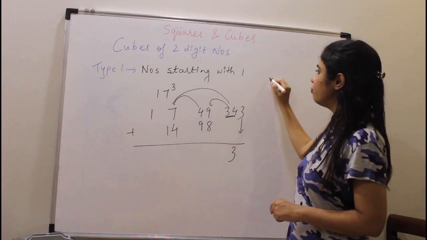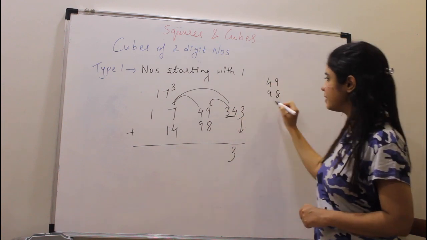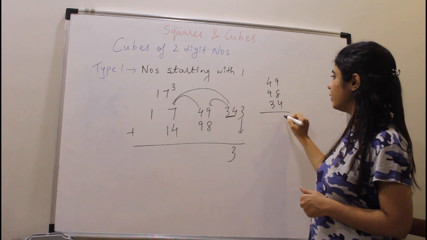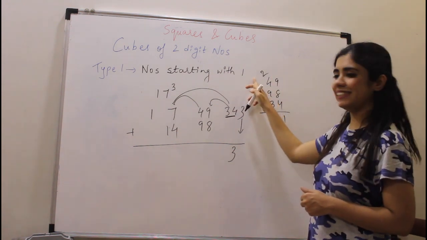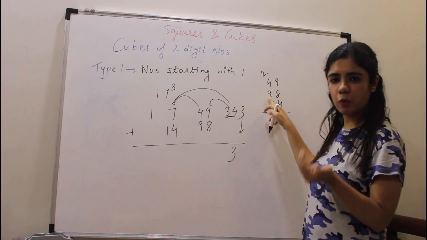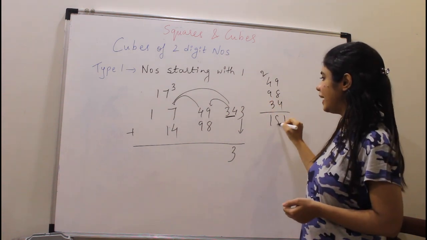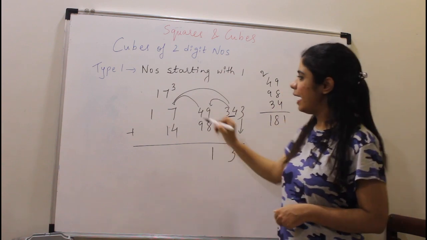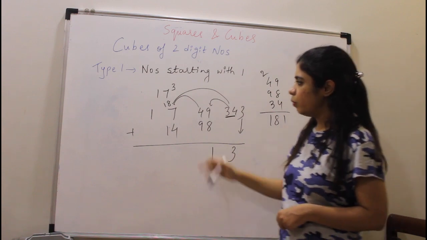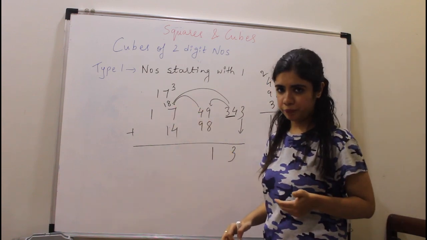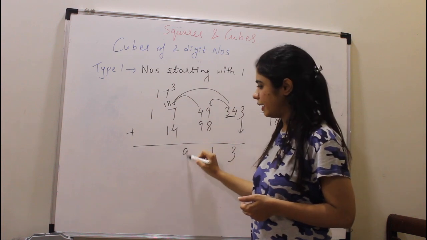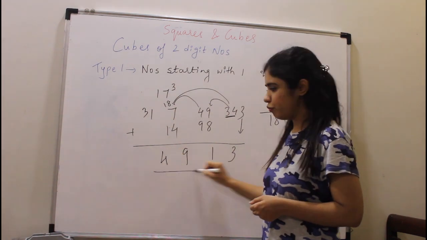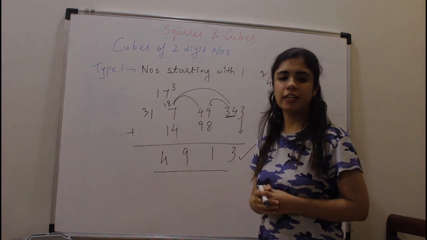तो हम क्या कर सकते हैं? 49, 98 and this 34, let's add all of them. So this will be 8 plus 4, 12. 12 plus 9 will be 21. 4 plus 2 is 6. 6 plus 9 is what? 15. 15 plus 3 is 18. So 1 will get added here and 18 will get carried. Now 14 and 18 will be 32. 32 plus 7 is 39. So 3 will get carried here. 3 plus 1 will give you a 4. So 4913 is your 17 cube.